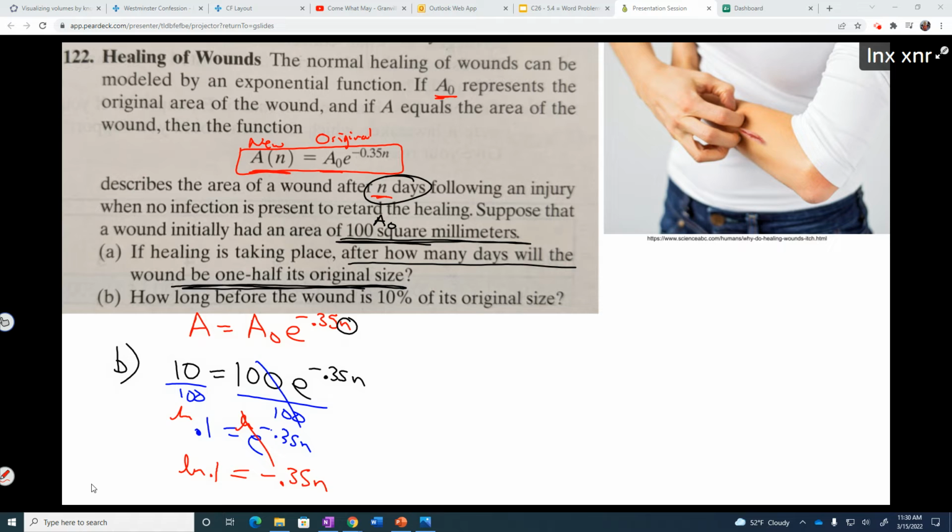Oh, you got the answer? Good. All right, and then the last step is going to be just to divide. So n would then be natural log of 0.1 divided by negative 0.35.